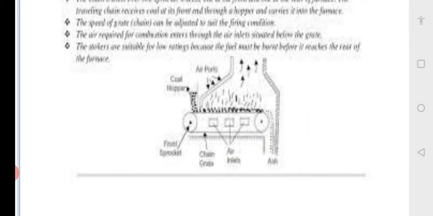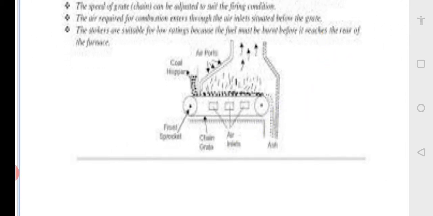So as the chain is moving slowly and continuously, you can see at the end that when the fuel, coal, is completely burnt, it comes in the form of ash and it falls down. Okay, this is how it is properly planned, so that the entire amount of coal is burnt, and we use the heat for generation of steam.